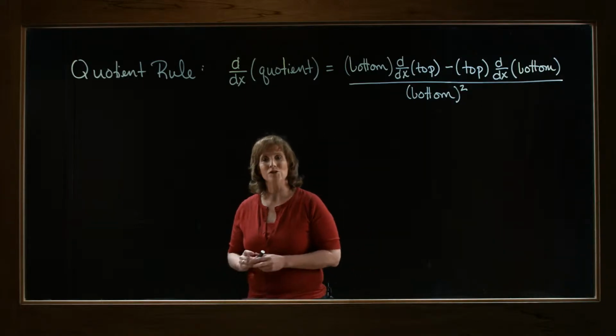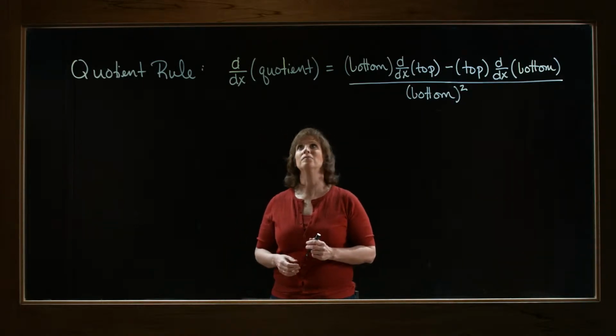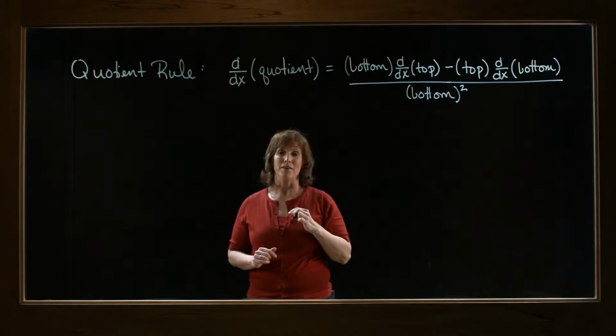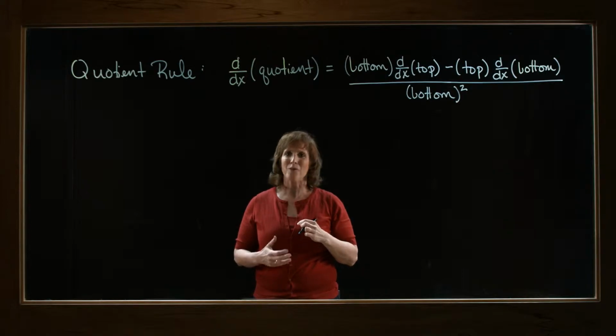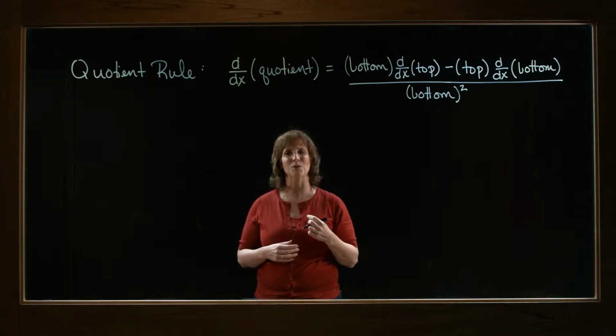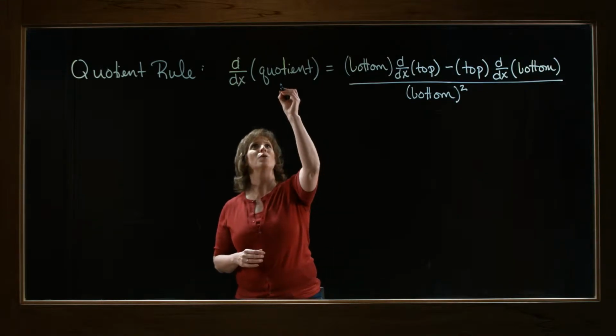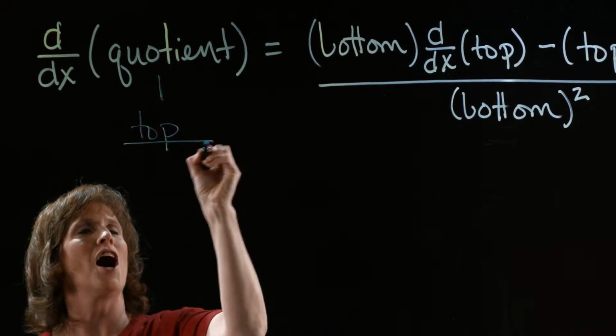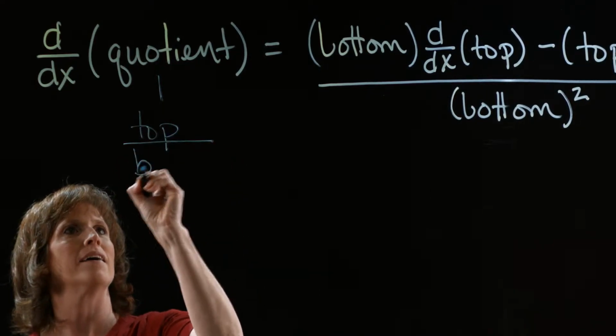Well, we know that the quotient is basically a division problem. So a quotient is going to be a numerator divided by a denominator. To be honest, that's a mouthful, so I like to use the words top and bottom. It makes the verbal description a little easier to say. So a quotient is the top term divided by the bottom term.